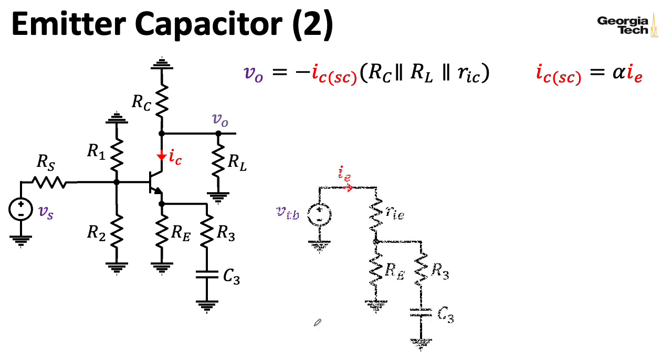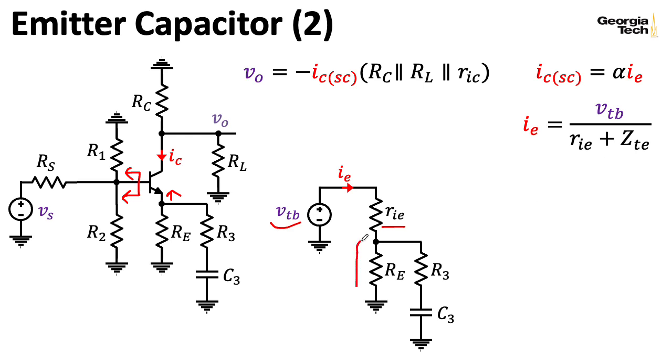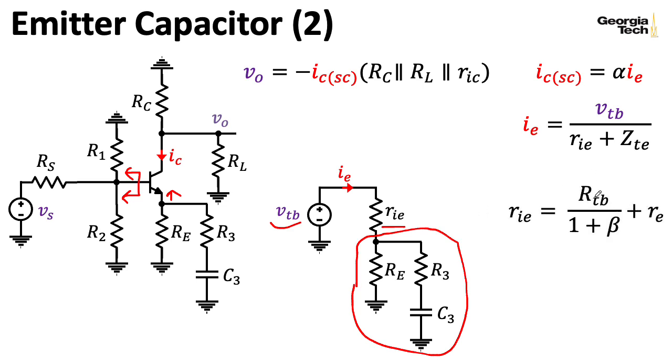So to get IE, we could use the Thevenin equivalent circuit for looking up into the emitter. And so that involves VTB, the Thevenin equivalent voltage seen looking out of the base, and RIE, which is a quantity that we can compute. So IE, by Ohm's law, is going to be VTB divided by RIE plus the impedance down here. So to fill this out, RIE is equal to RTB over 1 plus beta plus RE. RTB is that Thevenin equivalent resistance seen looking out of the base. And to compute that, I would short out this voltage source and then say we would see R1 in parallel with R2 in parallel with RS all going to ground.